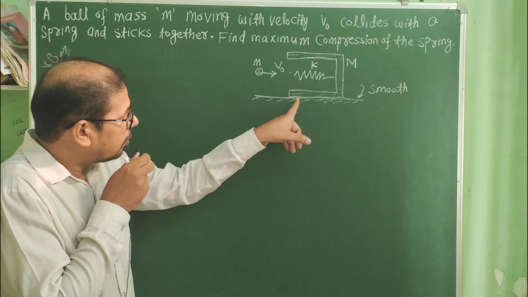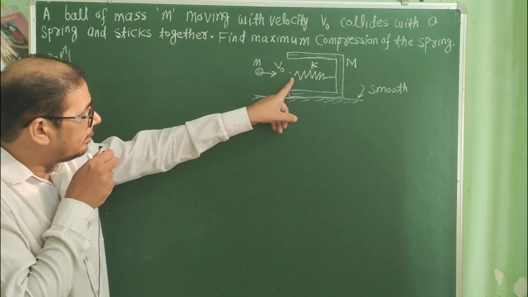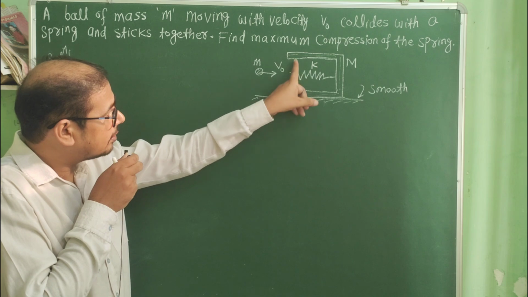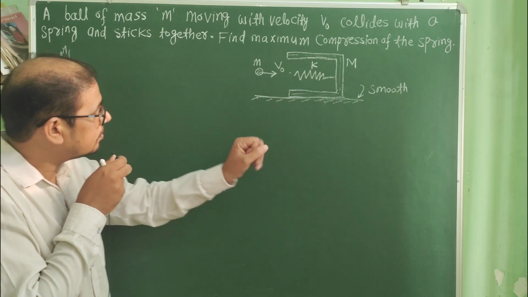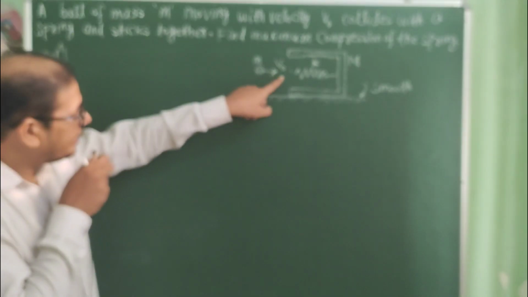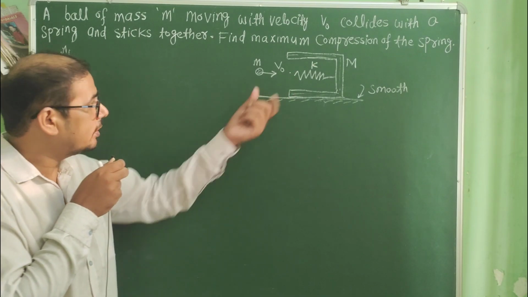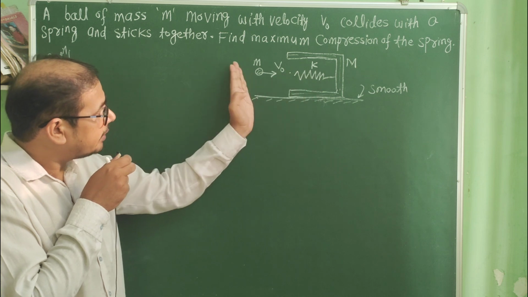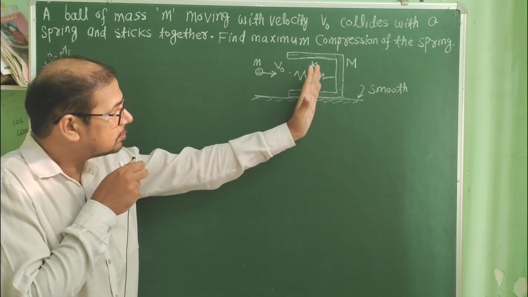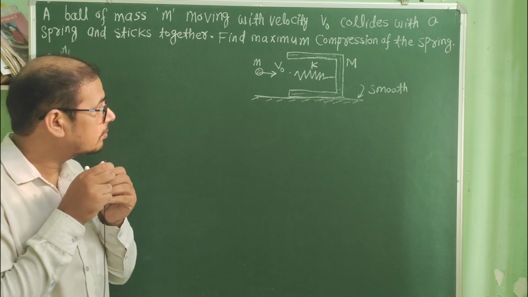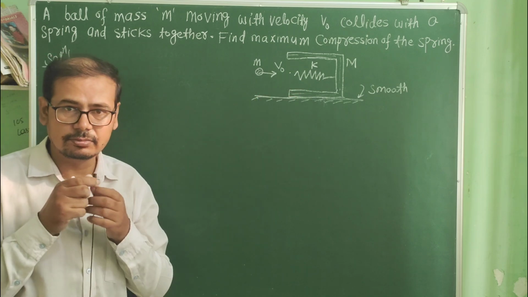This is a block of mass capital M, and a massless spring is connected to the block, like this. A small m mass moves in a straight line and then collides with the spring. So the spring compresses. When the spring is compressed maximum, then both blocks move together. At that time the compression will be maximum, correct?